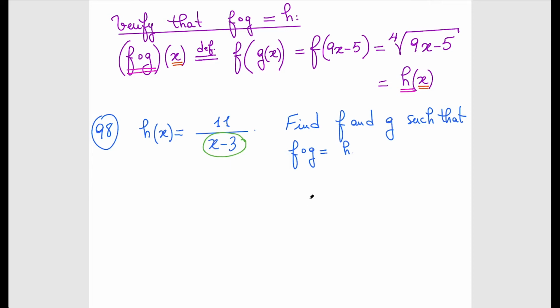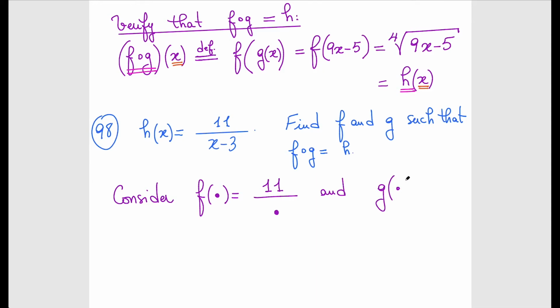So let's do it. Let's consider f of x to be, as I said, 11 over the input, 11 over x. Again, if you don't like the input to be x, how about bullet? So 11 over the bullet, and g of an input, bullet, is equal to the bullet minus 3. I'm thinking about this as being the output through the function g if the input is x. So g of bullet is bullet minus 3. That's how I'm going to think about g.